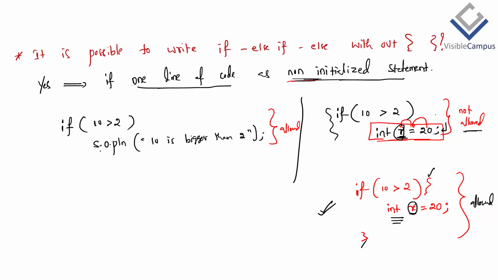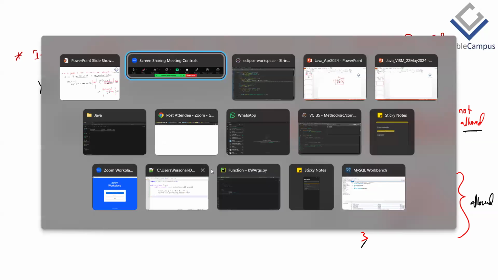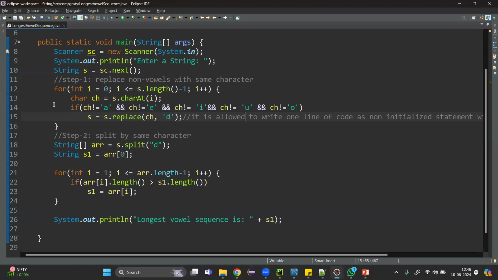Yeah, but non-initialized statements, of course, one line of code is allowed. So in this code also, we are using a non-initialized statement as one line of code. Here also we are using one line of code. Are we initializing anything? No, we are doing some other tasks. So such types of statements are always allowed as one line of code, with or without curly braces. But an initialized line of code will never be allowed as one line of code.